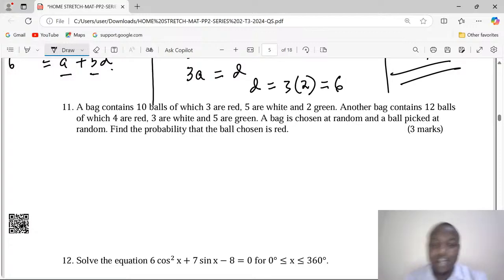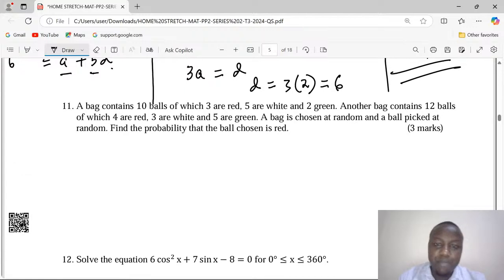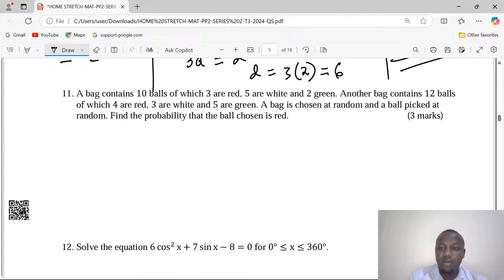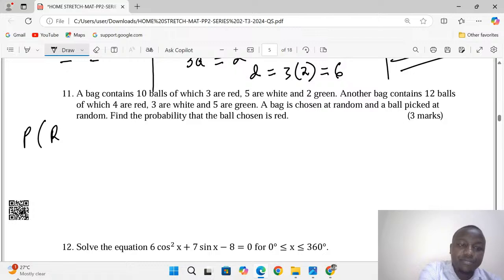Probability of picking a red ball. It can be red from the first bag or red from the second bag. So we need the probability of red from bag A or the probability of red from bag B.